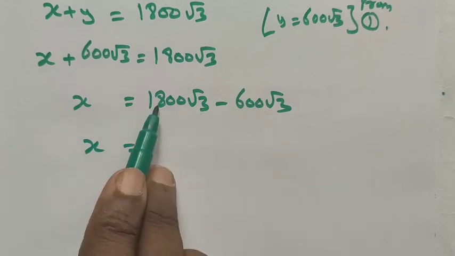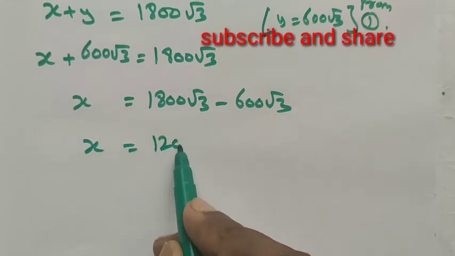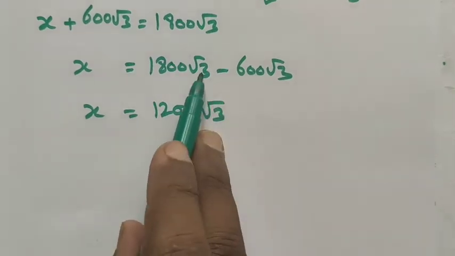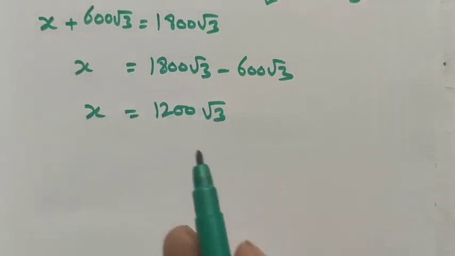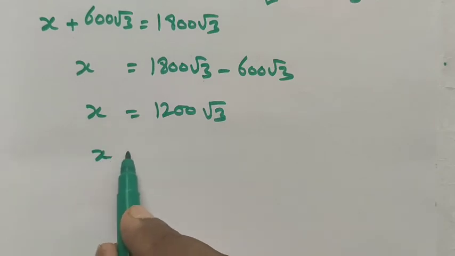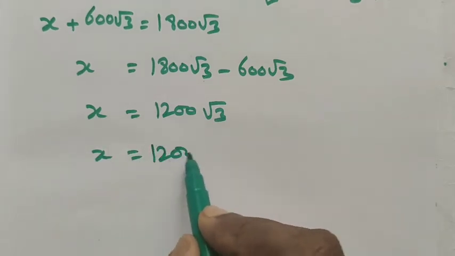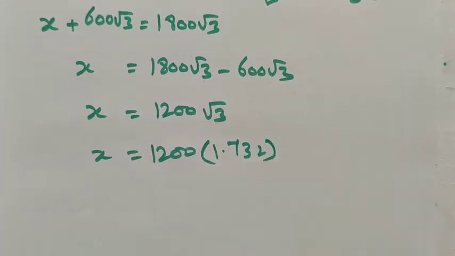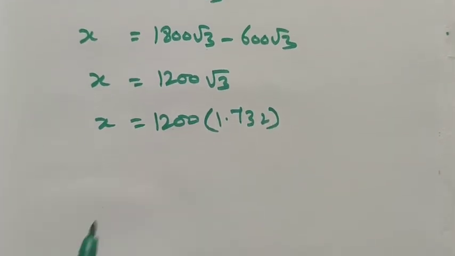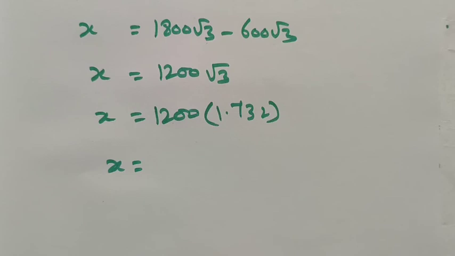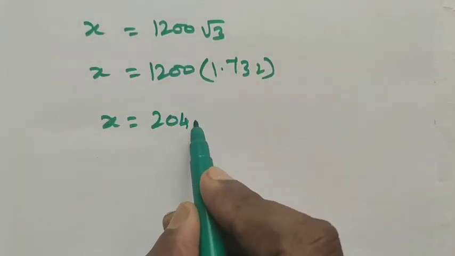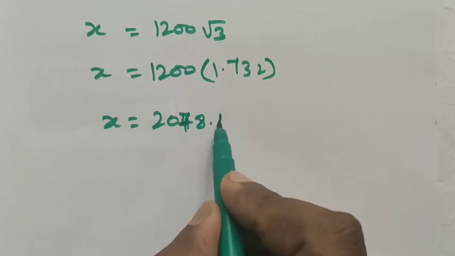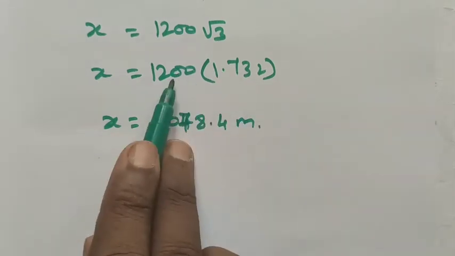X is equal to 1800 minus 600, which is 1200 root 3. Or otherwise, we can take the root 3 commonly outside and then subtract; that is also another method. Then 1200 into the root 3 value, given as 1.732. Now multiply this term, we get the value X is equal to 2078.4 meter.